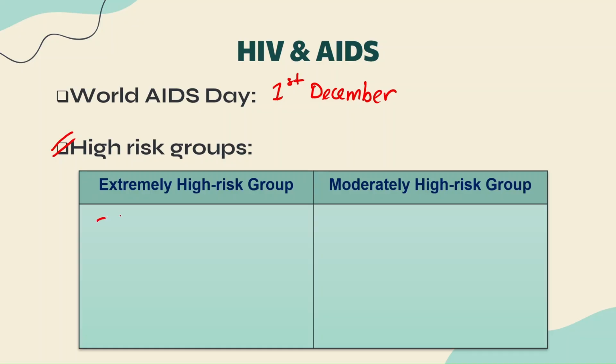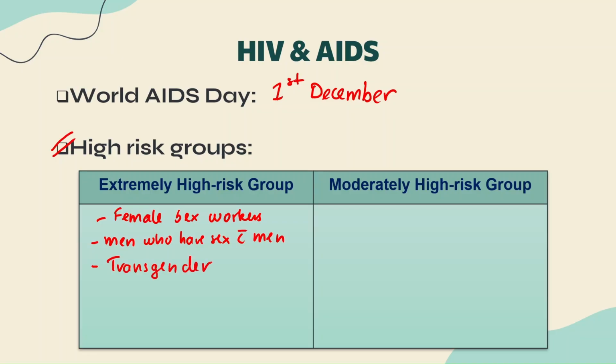So under the extremely high risk group, we have female sex workers. Then it also involves men who have sex with men. Then we also have transgender people. They are also in the extremely high risk group category. Then your IV drug abusers. And these are all the individuals belonging to the extremely high risk group.